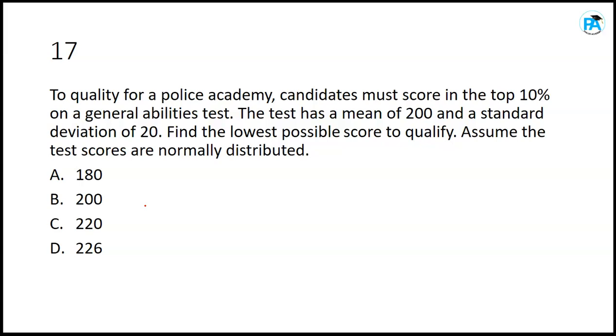Now, to solve this, are you with me? Whenever you see a question like this, they want you to find a score. You've been given the mean. Are you with me? You've been given a standard deviation as well. But the question is not interested in you finding probability. The question wants you to find the lowest possible score. Okay? Meaning this question wants you to find X.